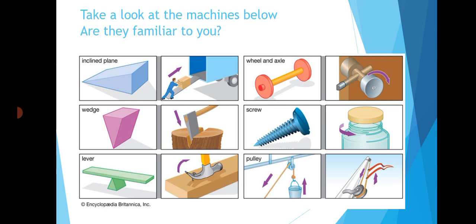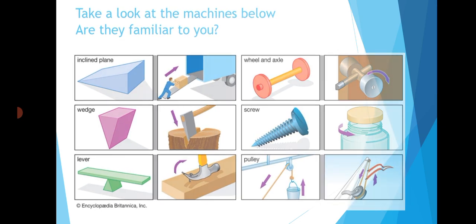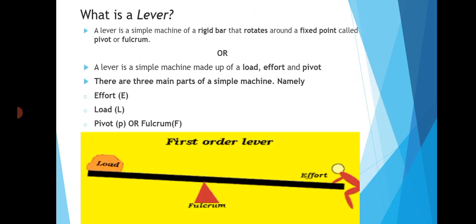Remember, we said we have two types of machines, a simple machine and a complex machine. But this time, the picture you see there shows the types or groups of simple machines. Now let's start. We'll pick them one after the other, then we'll describe them. What's a lever? A lever is a simple machine of a rigid bar that rotates around a fixed point called pivot or fulcrum. Or a lever is a simple machine made up of a load, effort, and pivot.